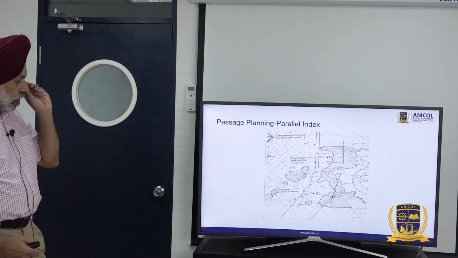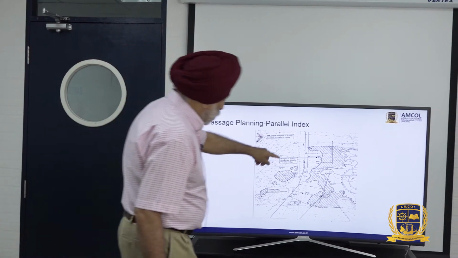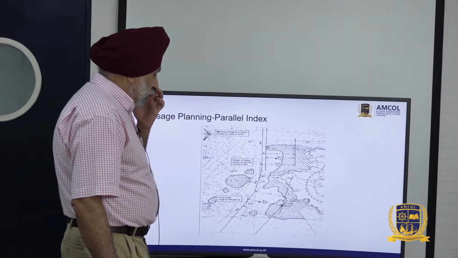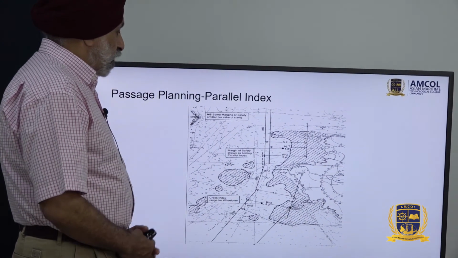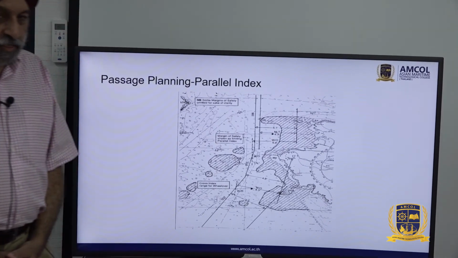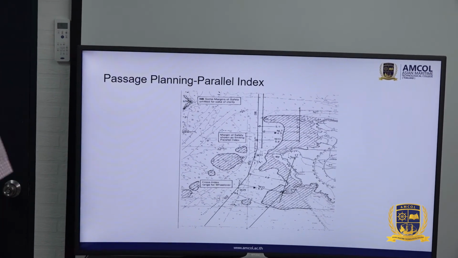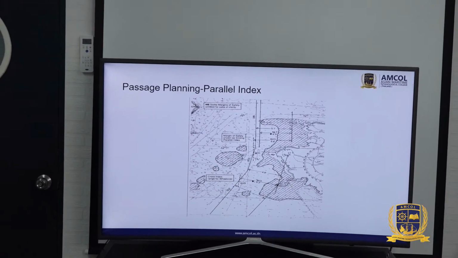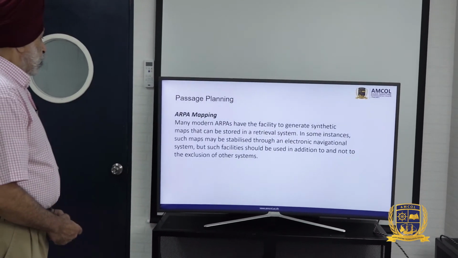So you can see on this diagram, they have done the parallel indexing, which is the dotted line, which makes it clear how much distance off you want to keep away from a shallow patch or a navigation hazard. So this becomes a very effective tool for safe navigation.